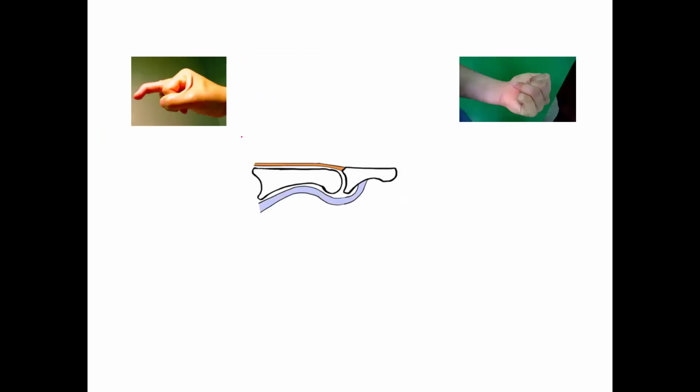So we'll just compare mallet finger with jersey finger, just for your review and to easily remember. So this is mallet finger. This is jersey finger.